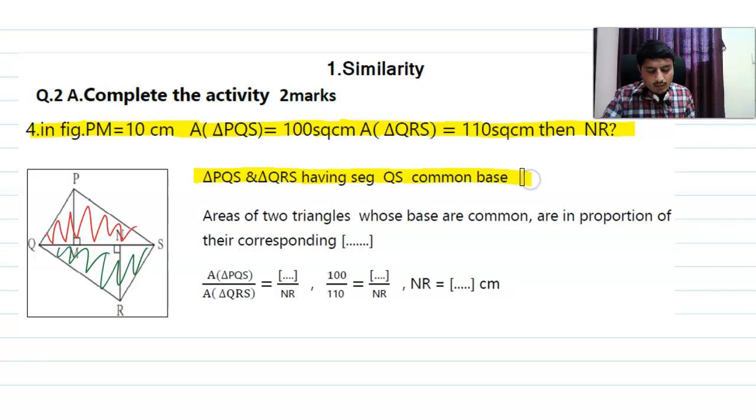Having segment QS as the common segment. That means for both triangles, once we think over the upper side triangle, PM is the perpendicular drawn on QS. So QS is the base and PM is the height of triangle PQS. And once we have a look over the lower triangle, that is QRS, RN is the perpendicular drawn on QS. So QS is the base and NR is the height of triangle QRS.